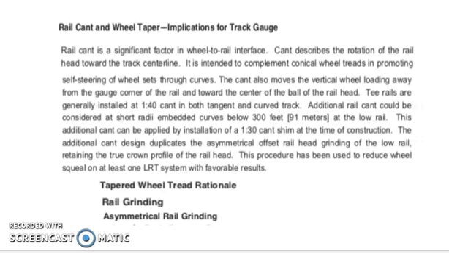So the cant also moves the vertical wheel loading away from the gauge corner of the rail and towards the center of the ball of the rail head. Of course, when we're talking about cant, we're talking about the super elevation. So there must be a good design for the rail cant, or the super elevation, if we're trying now to have the design section for a curve on the track system.